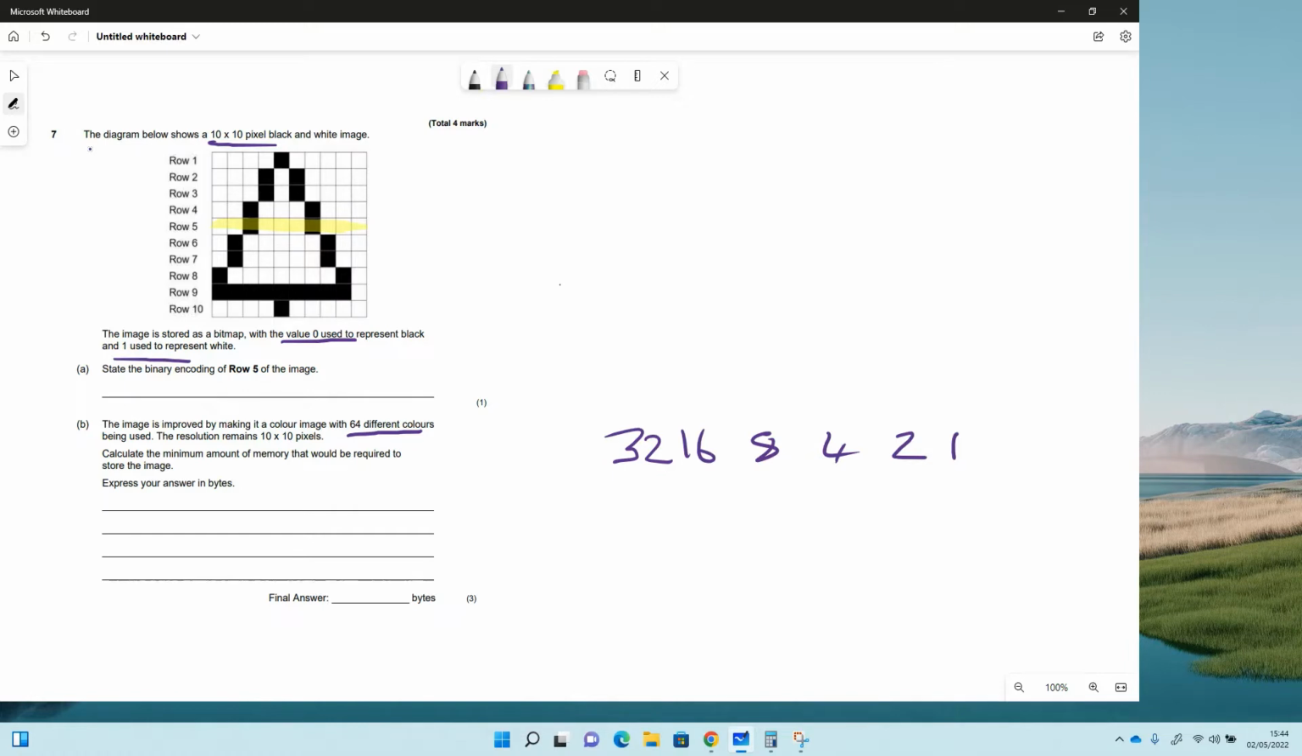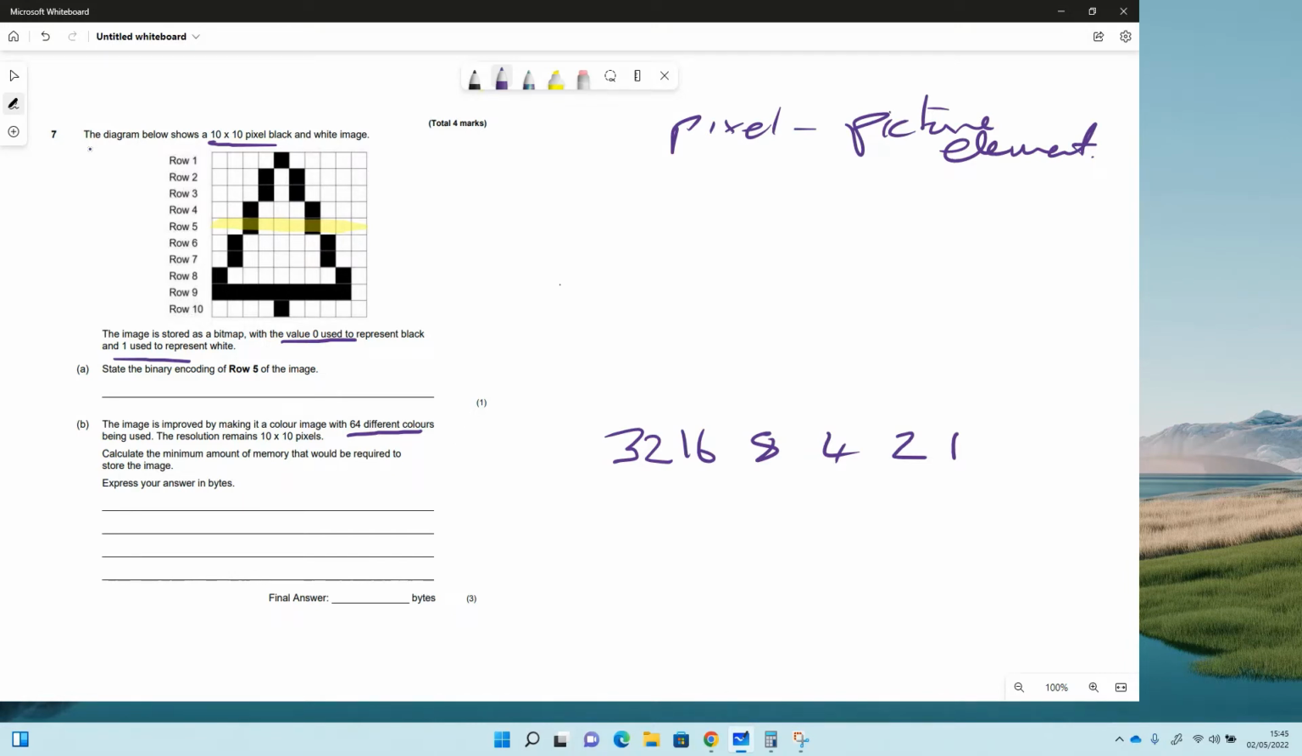pixel black and white image. Pixel is short for picture element. I could write it, it'd be better. Picture element. So it's the smallest representable bit of information on an image. This is black and white, so that means we've only got zeros and ones.